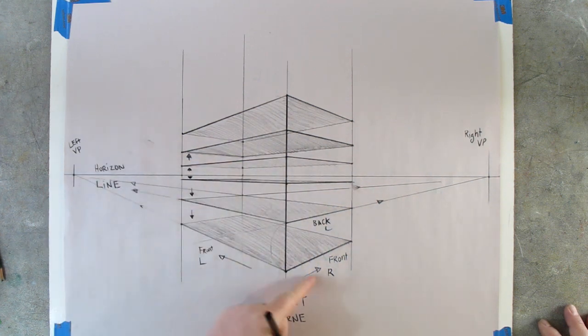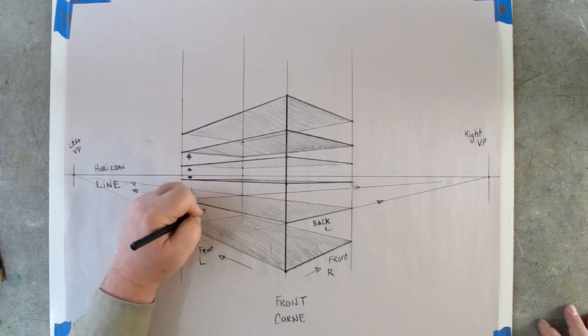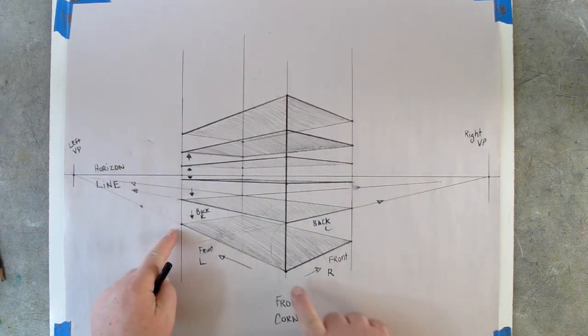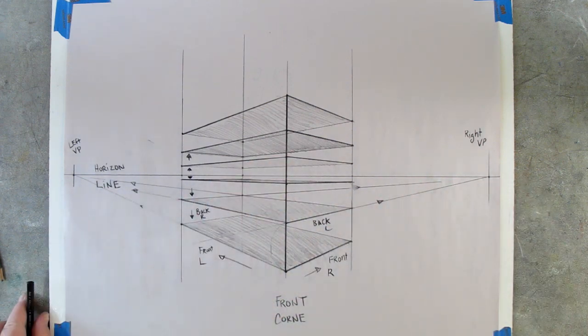Back left. This is the corresponding plane. So this is the back right plane. And these two are going to the right, these two are going to the left, and that's the vertical. So this is two point perspective. Again, in a moment we're going to talk about three point.